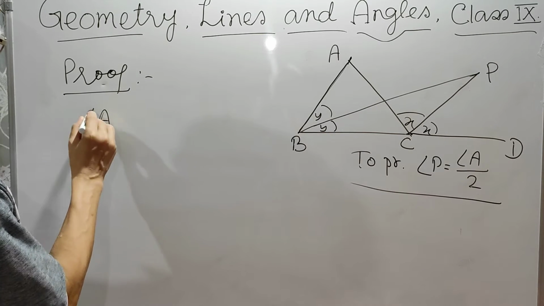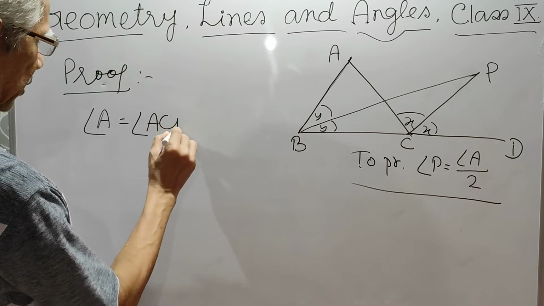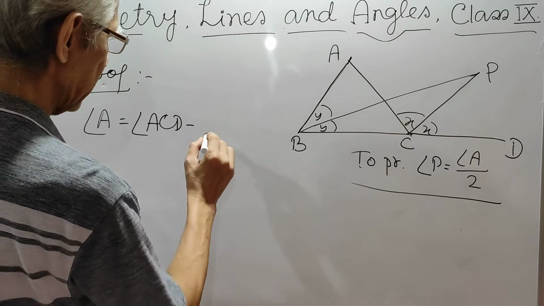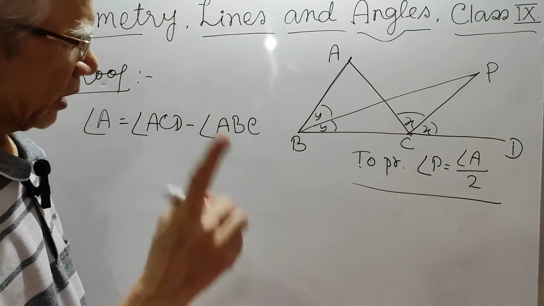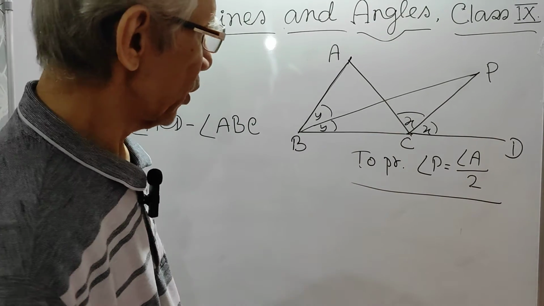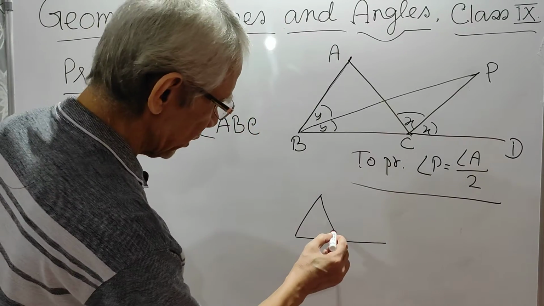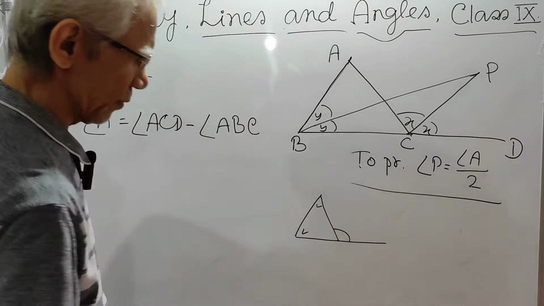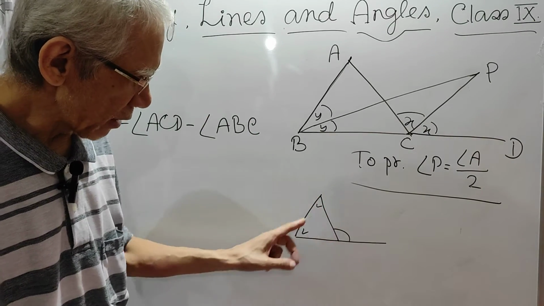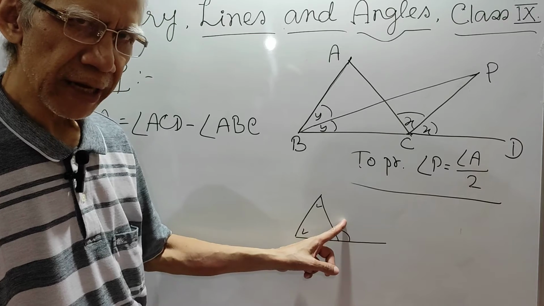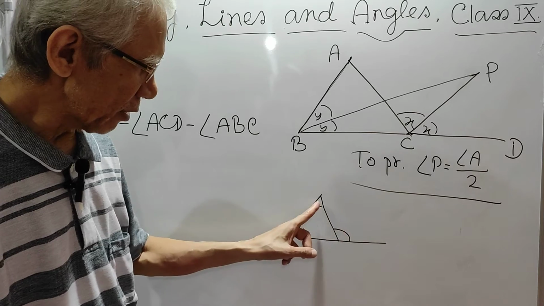Now angle A is equal to angle ACD minus angle ABC. In my last video I showed this theorem. You see, this is a triangle, then this is the external angle. This external angle is equal to the sum of these two. That was the theorem I discussed in my previous video. This line is produced, so we get this external angle. The external angle is equal to the sum of two opposite angles. So this angle is equal to this plus this.